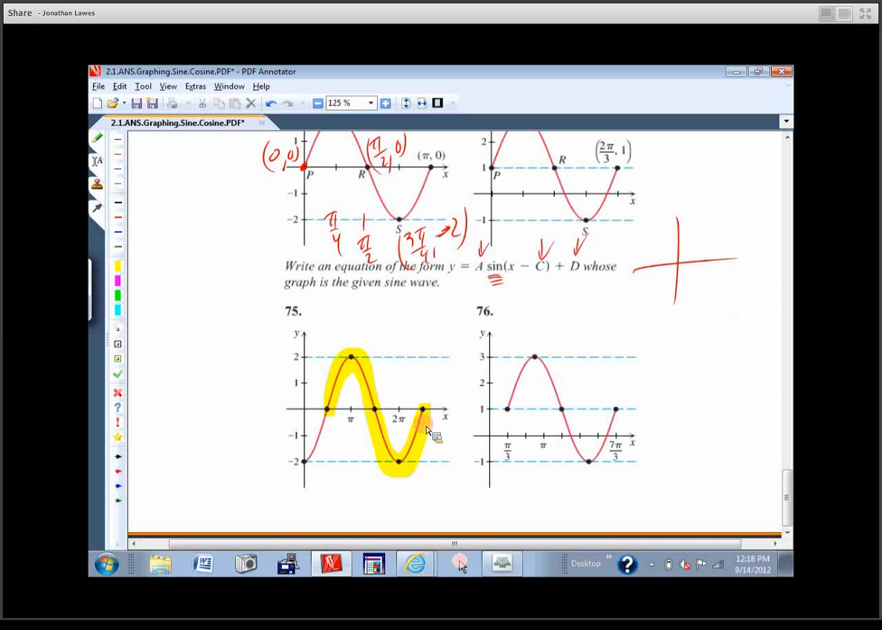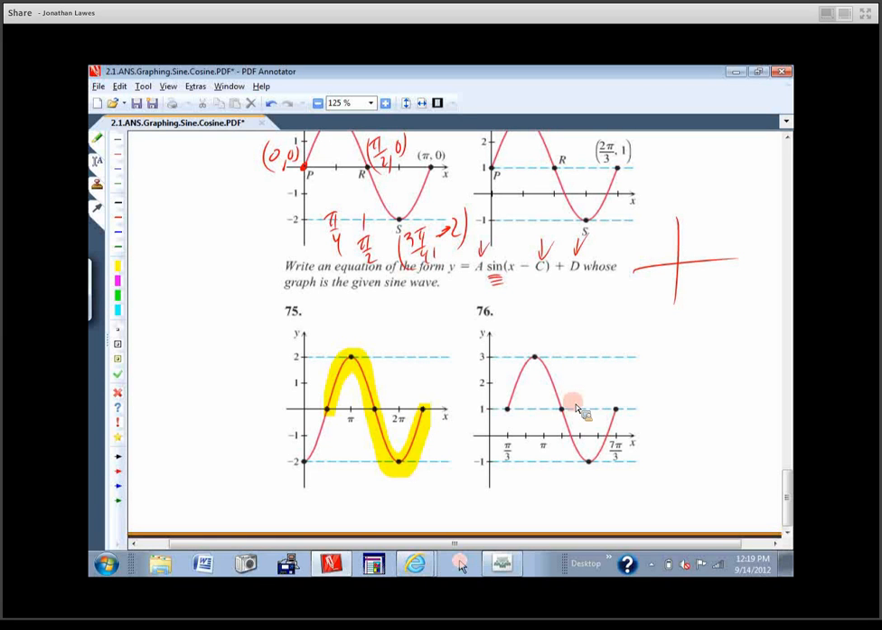If that's the case, can you look at it and tell what the amplitude is, how much it was vertically stretched? Yep. Can you look at it and tell whether it was moved left or right? So you can figure out the phase shift. Remember, it's the opposite of what you'd think it would be. And was it slid up or down? Not this one, but this one was.